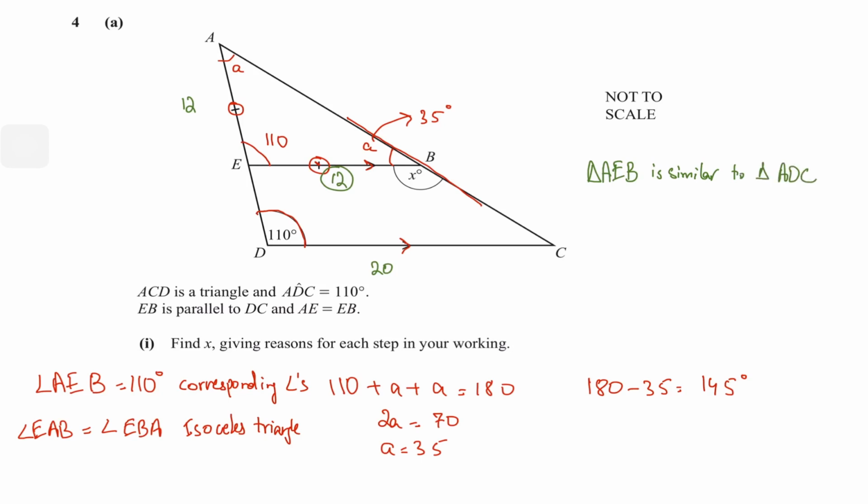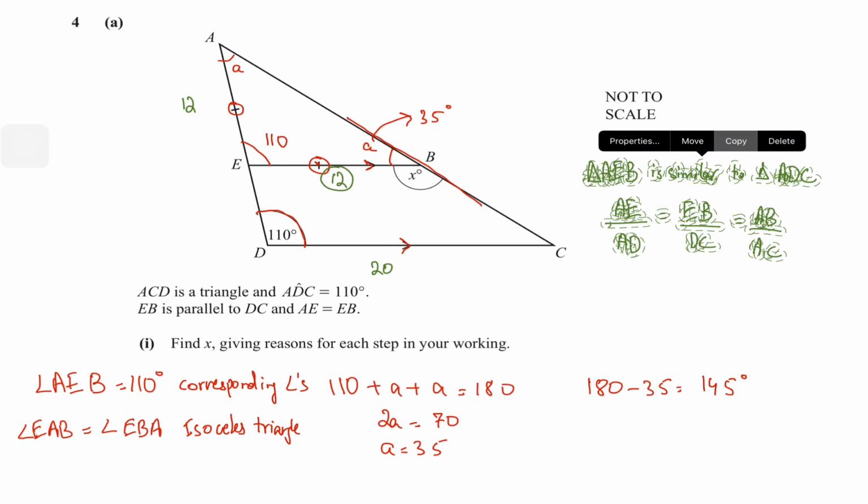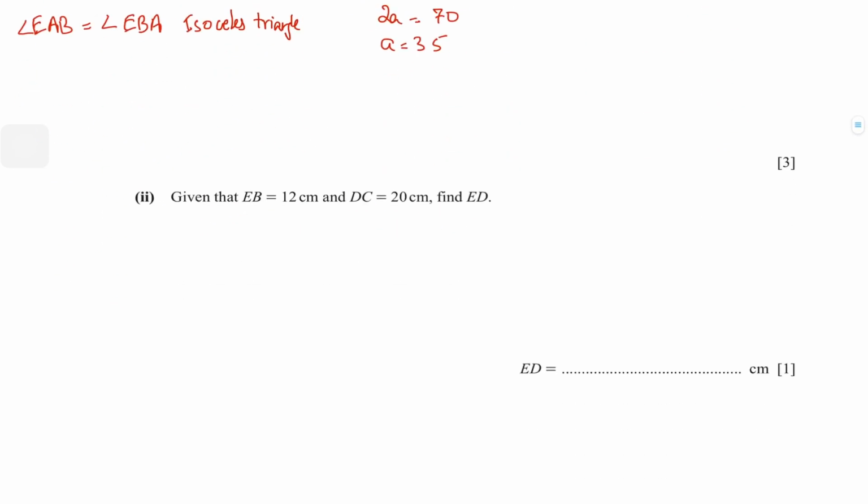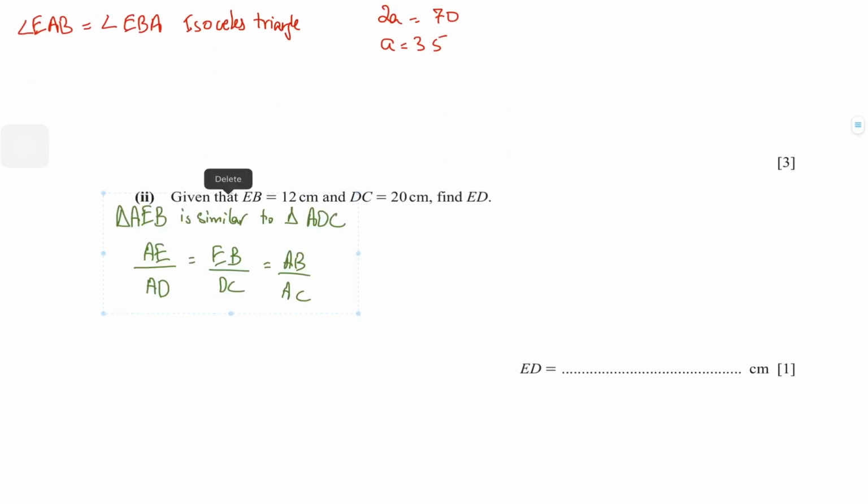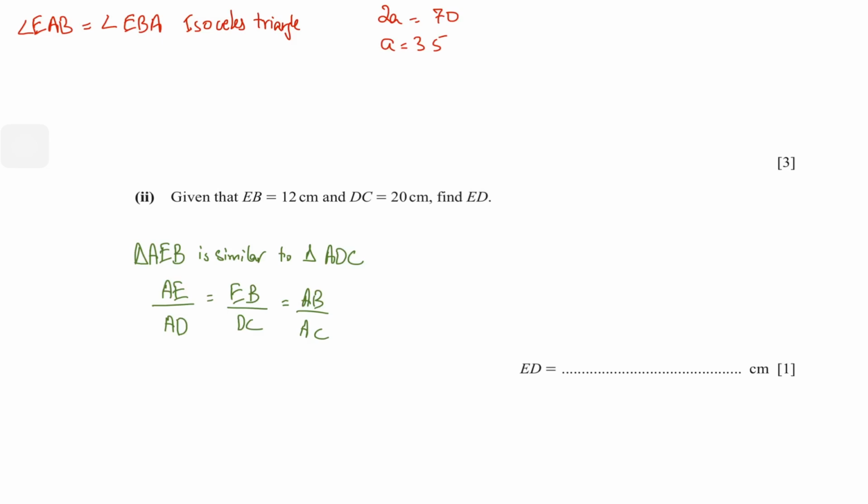Okay, so with the help of this we're going to make a ratio. We're going to say that AE upon AD is going to be equal to EB upon DC, which is further going to be equal to AB upon AC. Let's copy this and paste this here. Now we're going to start placing our values.